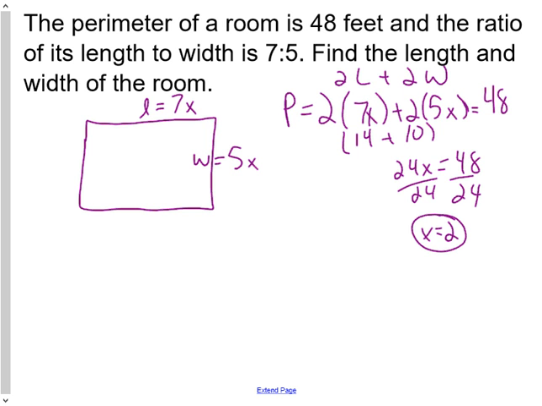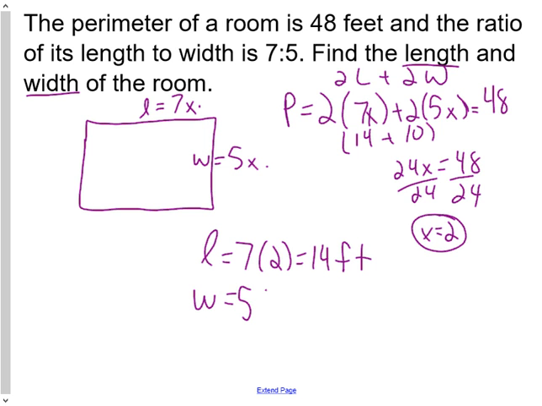Now, that doesn't finish our answer, so be careful. There's many word problems where you've got things like that. Oh, x is 2. Wait. Length and width of the room. So now we need to say length equals 7, x is 2, so length is 14 feet, width is 5 times x, which is 2, gives us 10 feet. And there's our length and width.